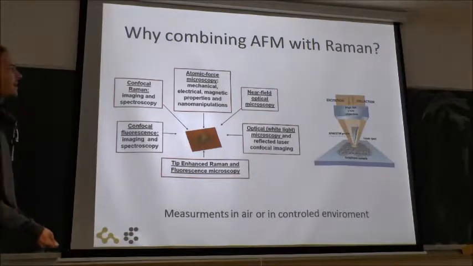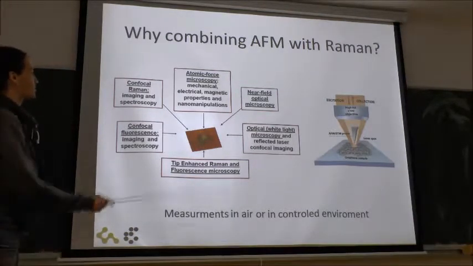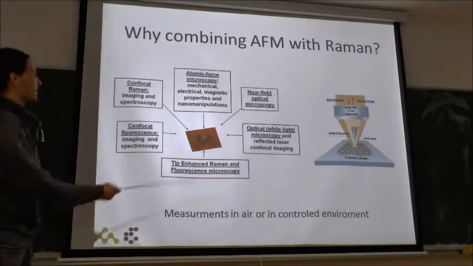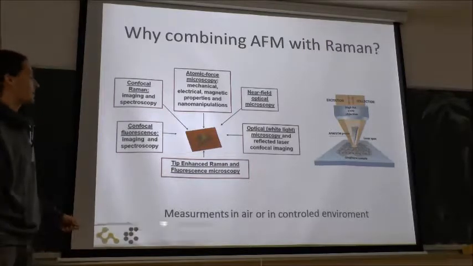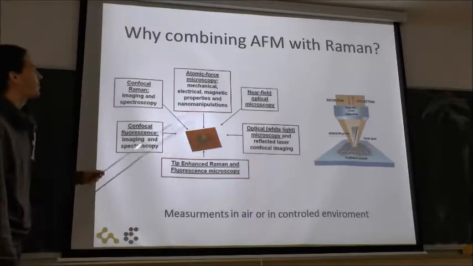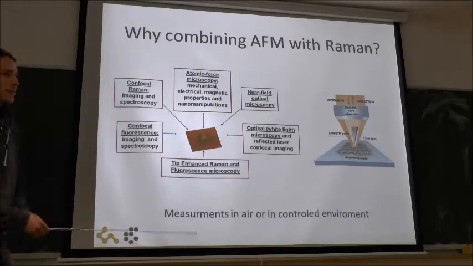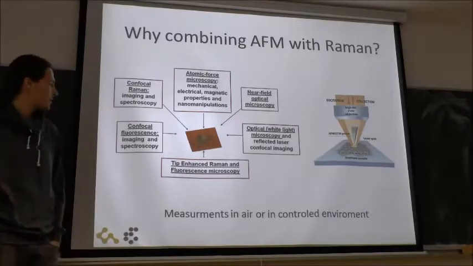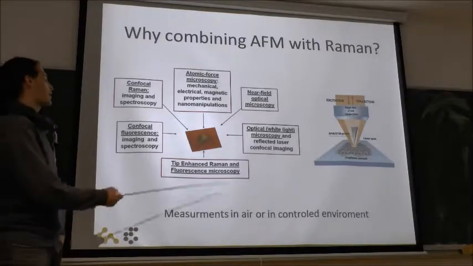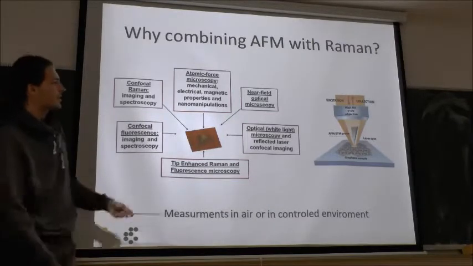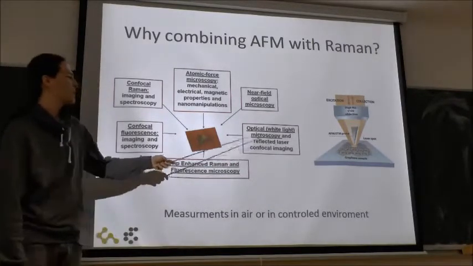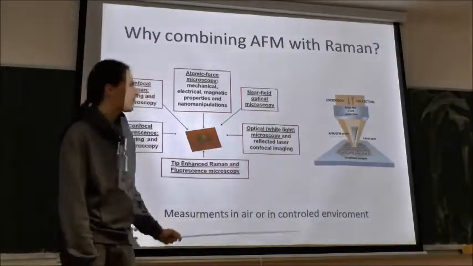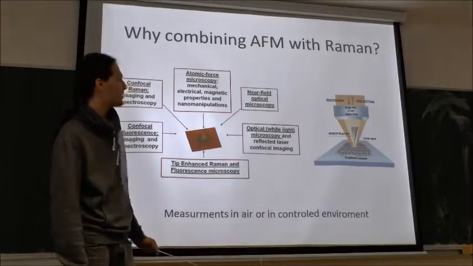Why do we want to combine AFM with the Raman? Of course, we get the positive things of the AFM and of the Raman, and some extra things. So we can observe all the things that we can observe with the AFM and with the Raman, but then we can have this tip-enhanced Raman spectroscopy or microscopy, and we can also have confocal fluorescence, and this is the small, so optical microscopy.